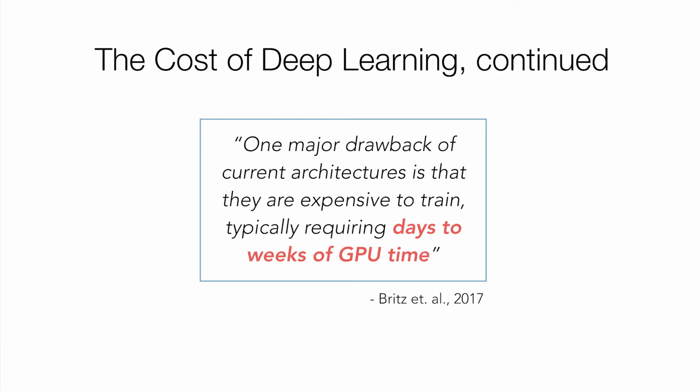And to motivate this problem, I'm going to go back to this paper by folks at Google, this machine translation application that took $250,000 to develop. When talking about what they did, they say that one major drawback of current architectures is that they're expensive to train, typically requiring days to weeks of GPU time. So we already talked about this, it's really expensive to train.